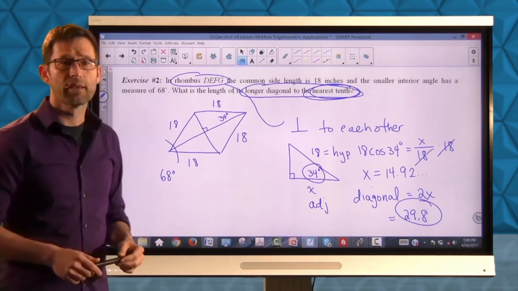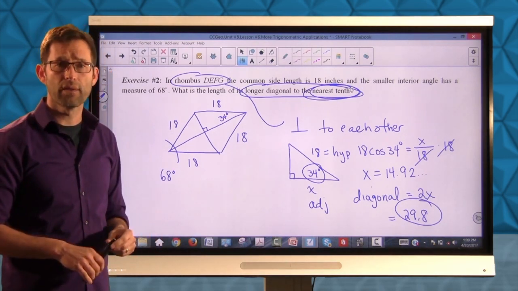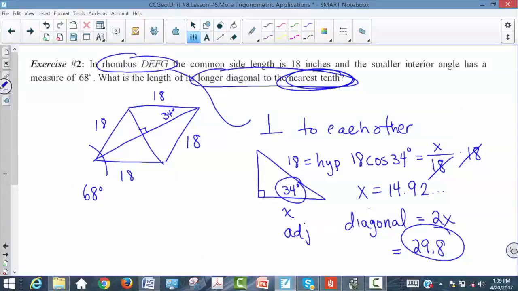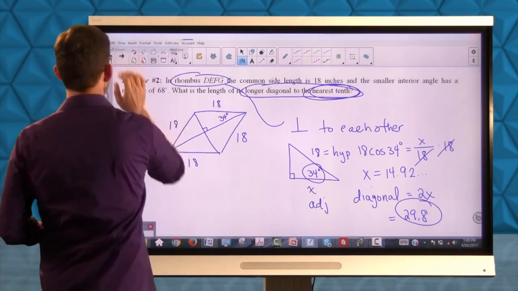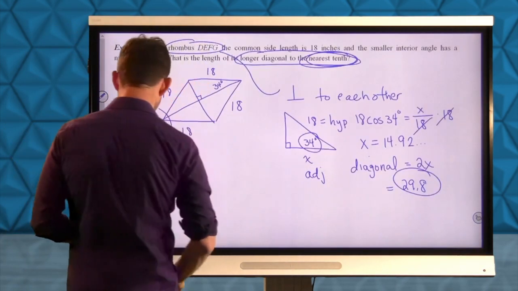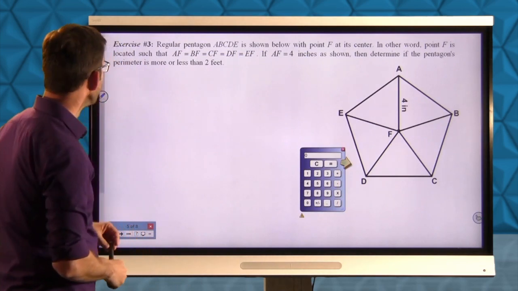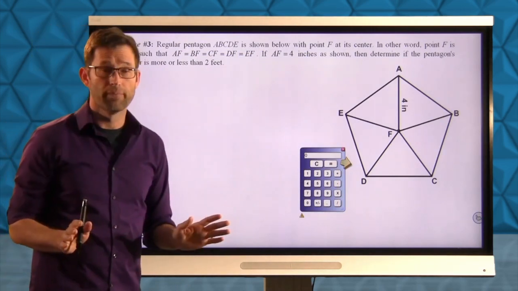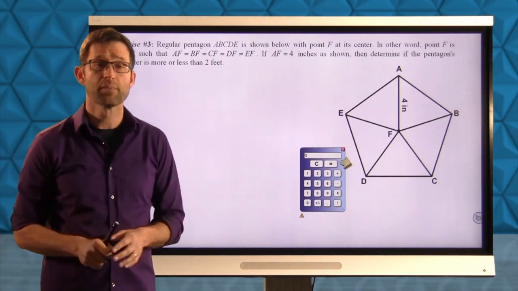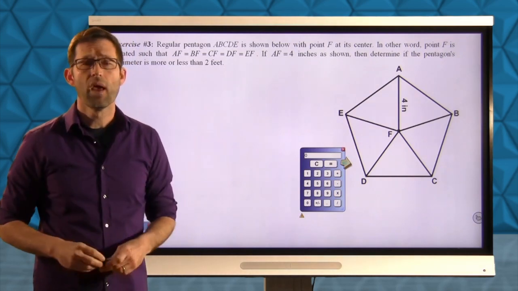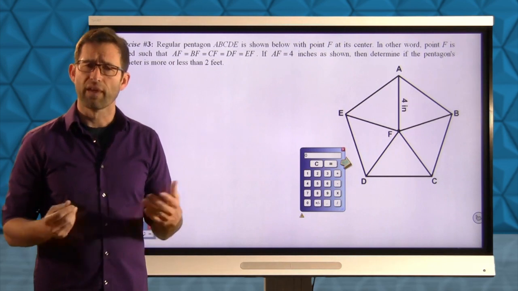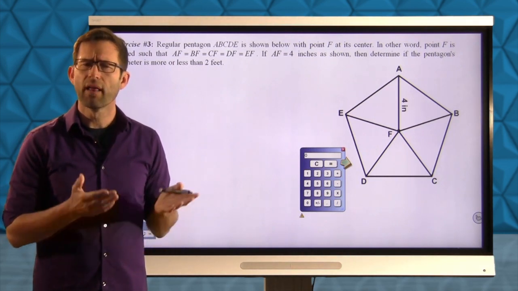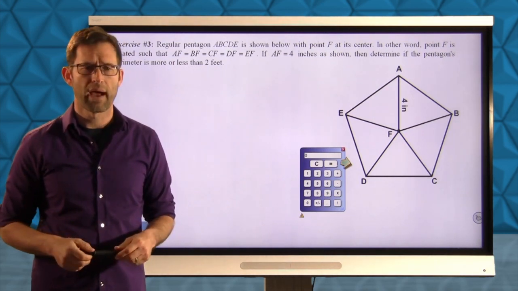All right, let me give you a second to write any of this down, and then we'll move on to the next problem. Okay, let's do it. Next problem. This is a cool one, and it's actually quite important, especially when we get into the last unit and we're looking at formulas like the circumference of a circle or the area of a circle. Believe it or not, this problem is going to come back to us.